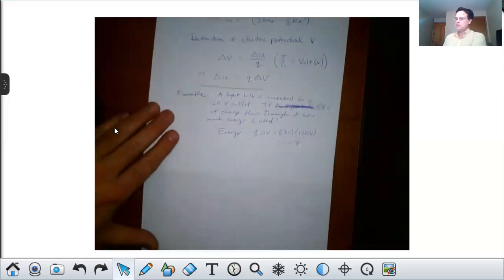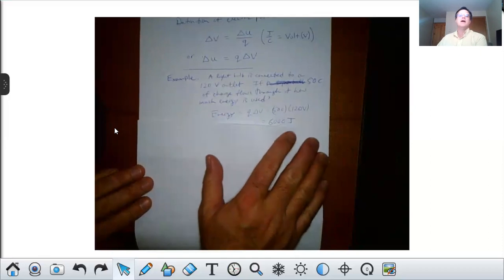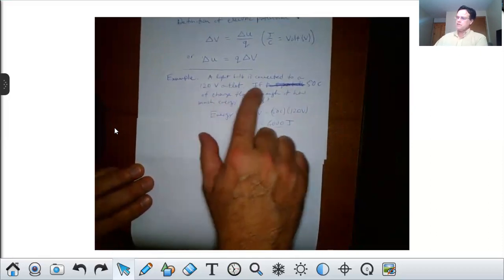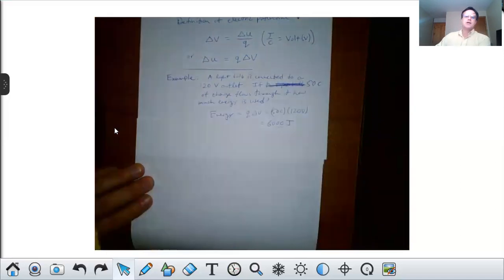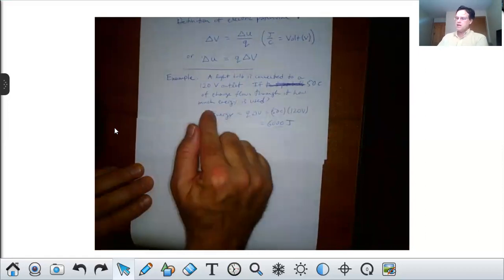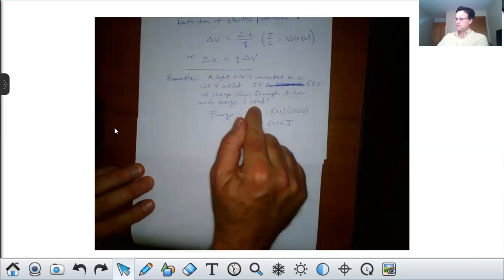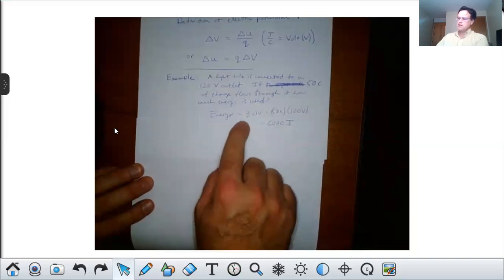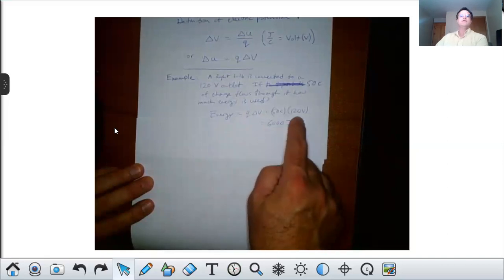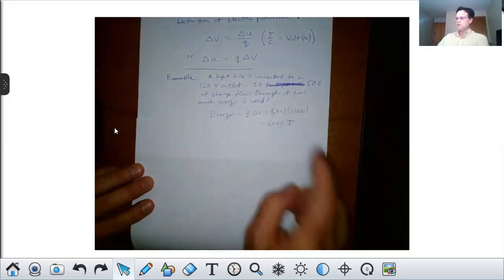As a simple example, think about a light bulb that's connected to a 120 volt outlet. If you have 50 coulombs of charge flowing through the light bulb and through the wires of the light bulb and creating light, how much energy is used during that process? To get the energy, you just take the charge times the voltage: 50 coulombs times 120 volts, 6,000 joules.